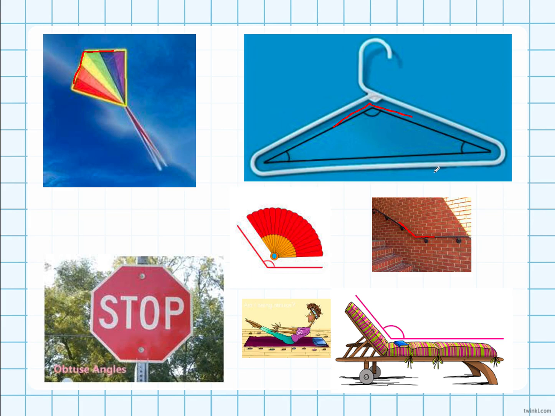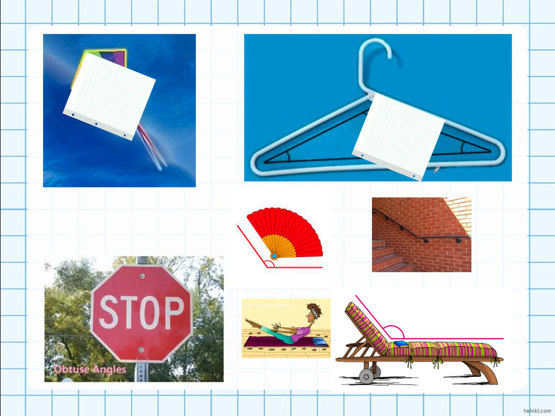Now, again, you can think about a piece of paper to help you decide whether or not an angle is an obtuse angle. So if I was to line up one side of my angle with the side of my piece of paper, and there's a gap, that means that I have an obtuse angle. Here, I've lined up one side of my piece of paper, and there's a gap. That means there's an obtuse angle.